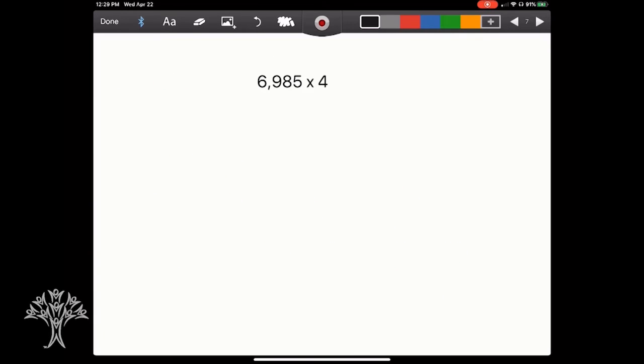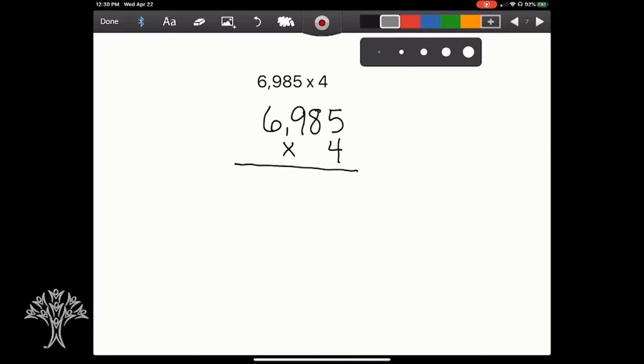All right, here is our last practice problem together for today. 6,985 times 4. All right, this time I'm not going to circle. This time I am just going to write out the different problems as I'm breaking them out by place value. So my first one is 4 times 5. So 4 times 5, 5, 10, 15, 20.